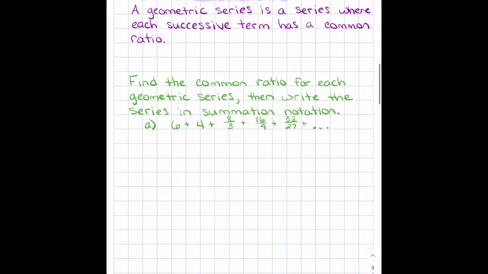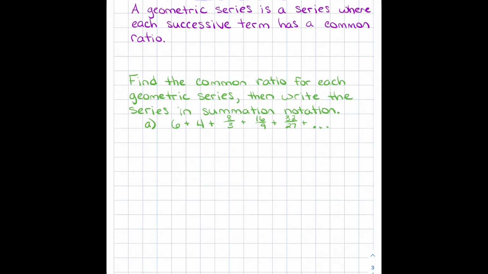The next thing I look for is the geometric series test, because this one's the best. First of all, let's talk about what a geometric series is. A geometric series is a series where each successive term has a common ratio. So in other words, we can multiply the first term by some value to get the second, multiply the second term by the same value to get the third, and so on.